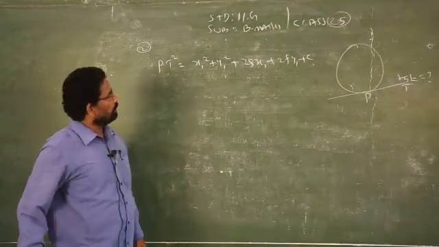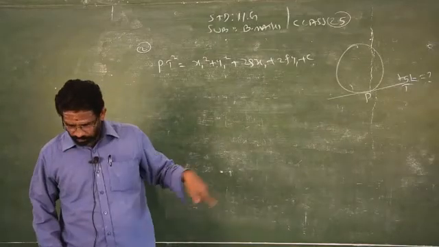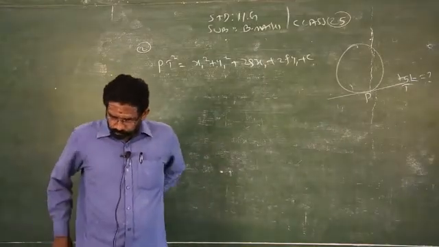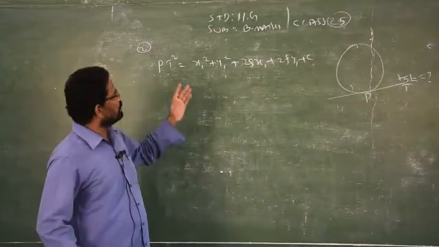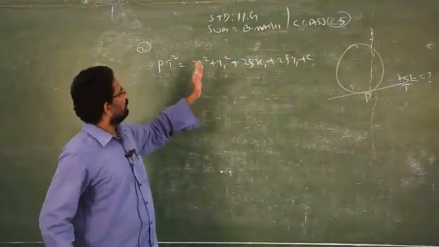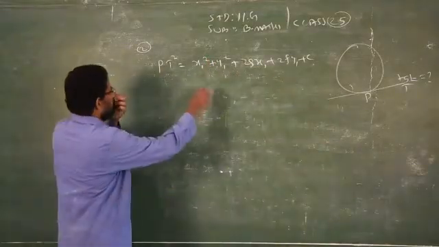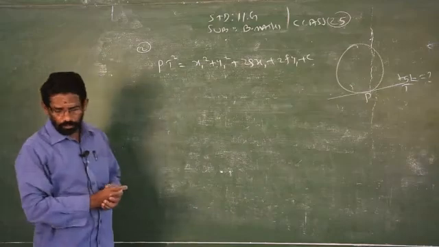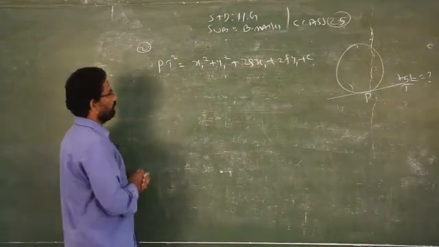x1 square plus y1 square plus 2g x1 plus 2f y1 plus c. So this is the formula to find the length of the tangent. Very simple, just replace x1, y1 by the given points and you will get the answer. So this is the general equation. In the book it is given as a square root; we take the square on the left side.